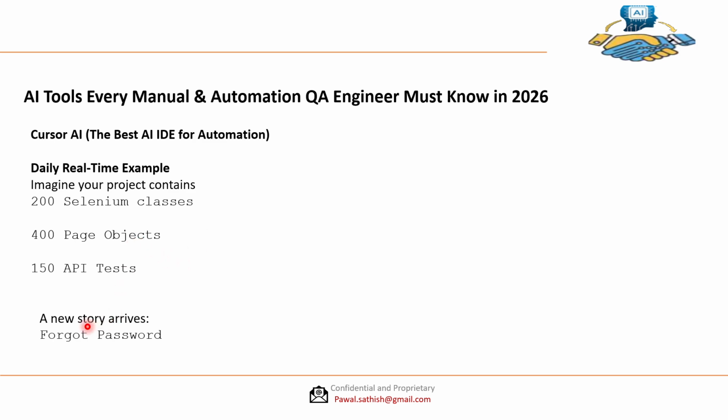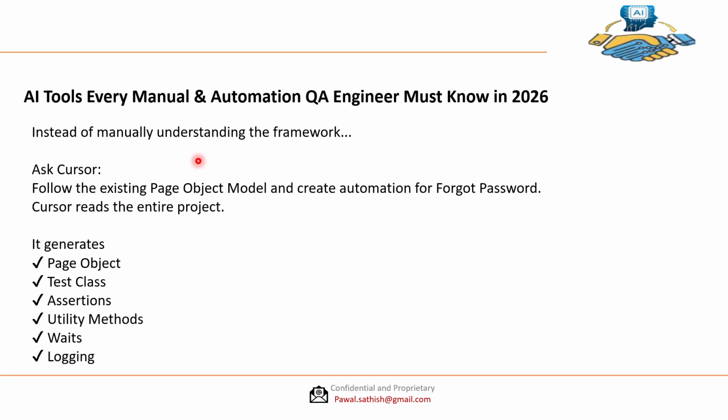If a new story arrives, like forgot password, instead of manually understanding the framework, we'll give the prompt to Cursor: follow the existing page object model, create automation for the forgot password. So what will Cursor do? Cursor will read the entire project, and once everything is done, it generates the page object, test classes, assertions, utility methods, waits, and logging for the forgot password.